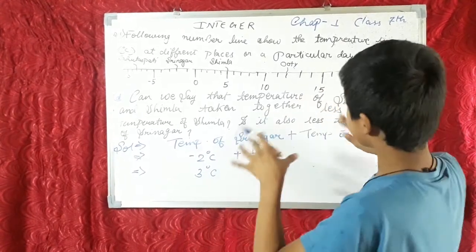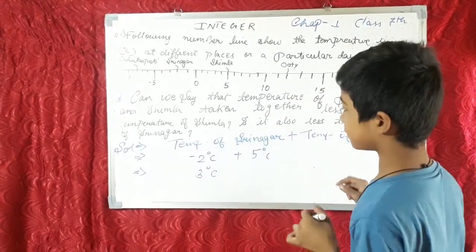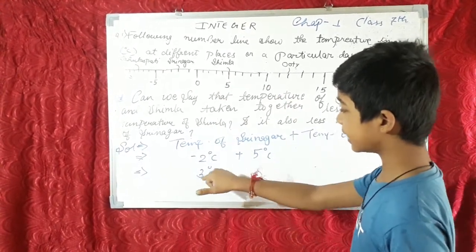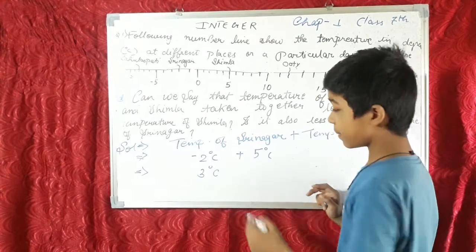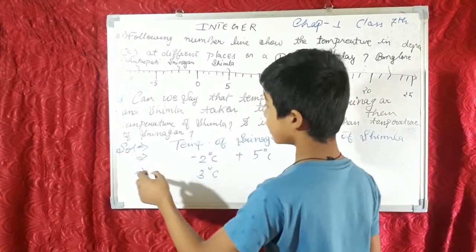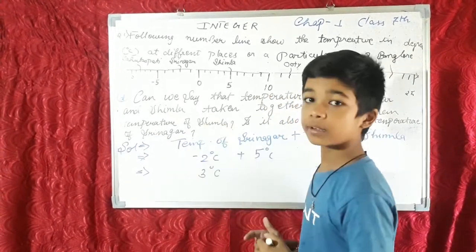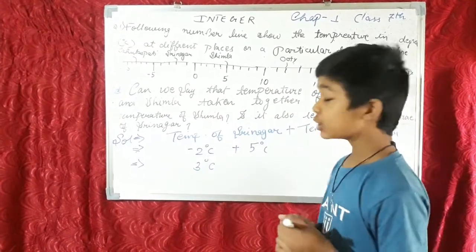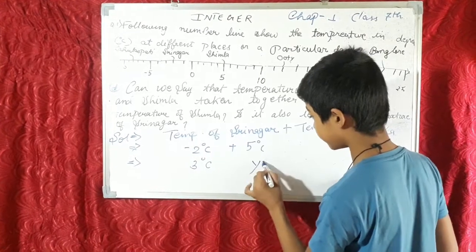So the temperature taken together is less than the temperature of Shimla. So Shimla is 5 degrees Celsius and it is 3 degrees Celsius. Okay, the temperature is 3 degrees Celsius. Now we will solve the next step. What is our question? Is it taken together less than the temperature of Shimla? So we write here yes.